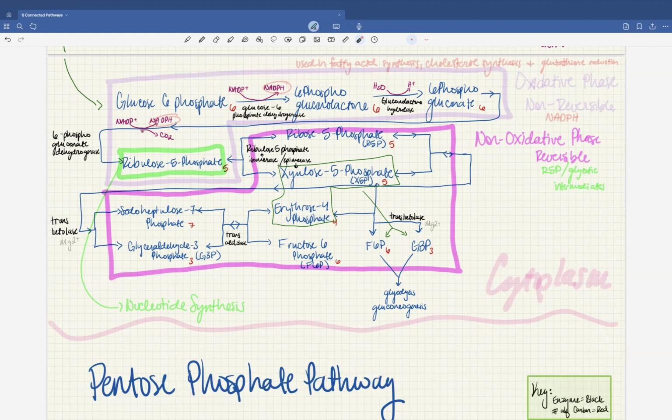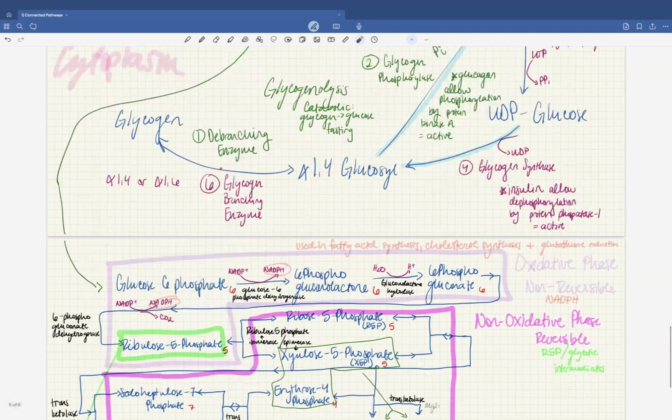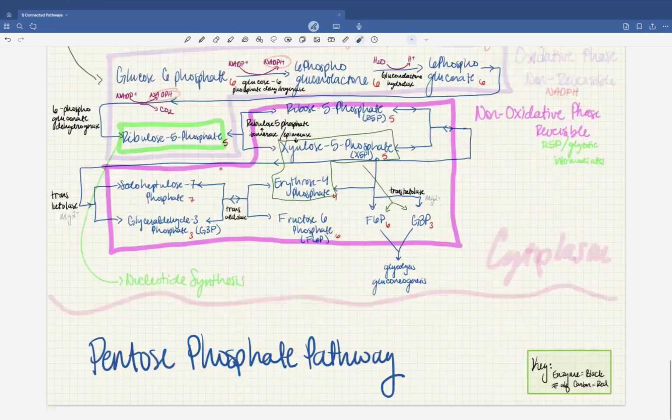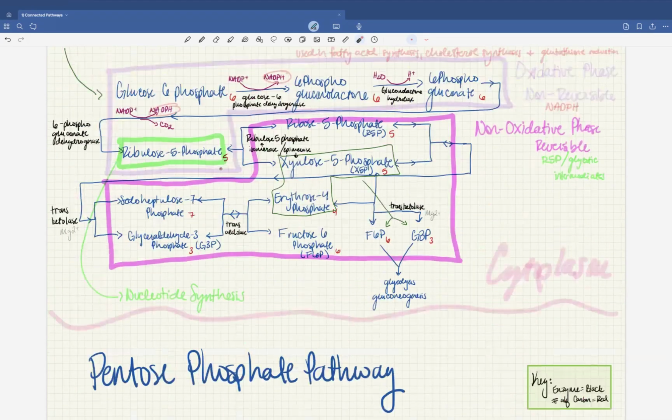And this is where carbon dioxide is released, and we convert from a 6-carbon molecule, which is what we've been working with, into a 5-carbon molecule. But this step will also generate another NADPH. So we'll create two NADPHs in the oxidative phase of the pentose phosphate pathway. And then ribulose 5-phosphate is incredibly important for nucleotide synthesis. And so this pathway can actually stop here if that's what's necessary.